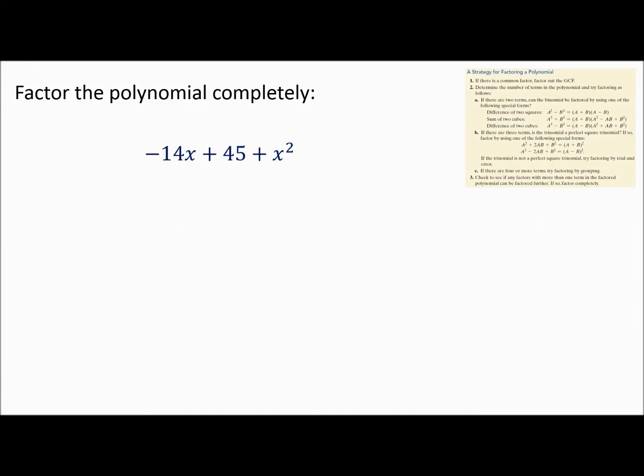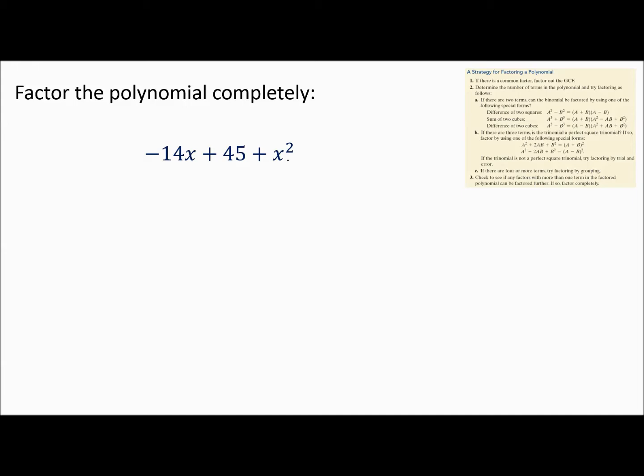Alright, so problem 12. Let's look to see if there's a greatest common factor. So I see a 14, a 45, and a 1. So no, numerically there's no greatest common factor. And I see an x, no variable at all, and an x squared. So there's nothing common to all three of these terms. What I'm noticing next is it's got three terms. So that's what we call a trinomial.